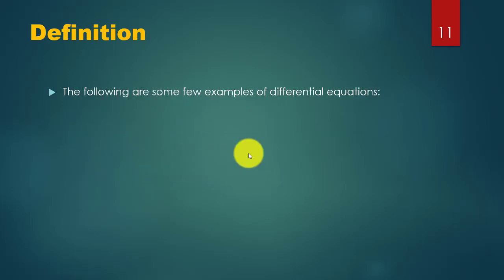Following are some few examples of differential equations. So let's take a look at these examples. y prime plus xy equals x squared is an example of a differential equation. We also have y prime all to the power 5 equal to cos x. We have y double prime plus 5y prime plus y equals 0. We also have the second partial derivative of v with respect to x squared plus the second partial derivative of v with respect to y squared plus the second partial derivative of v with respect to z squared equal to 0.